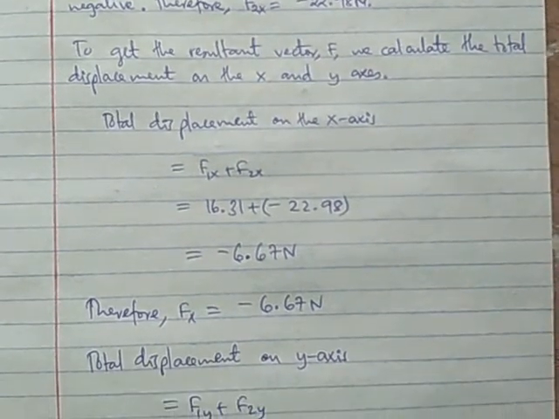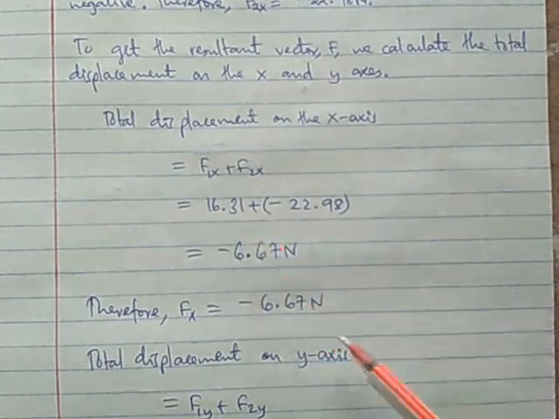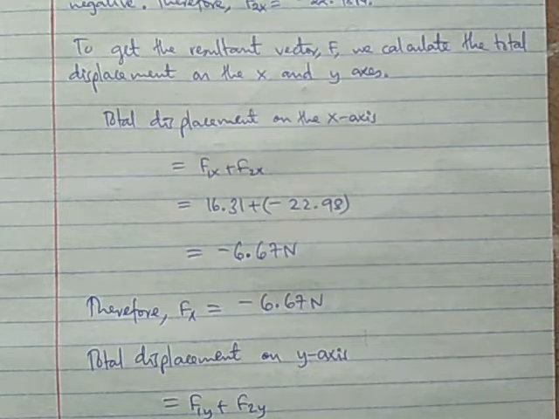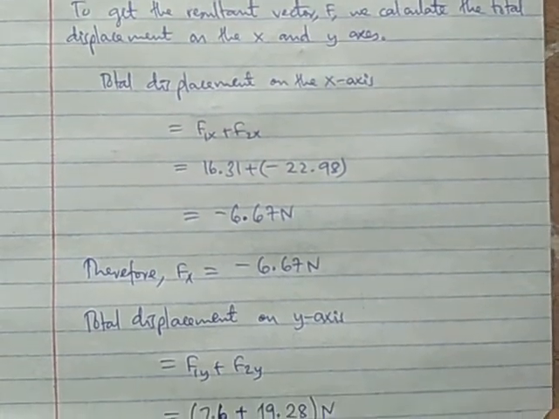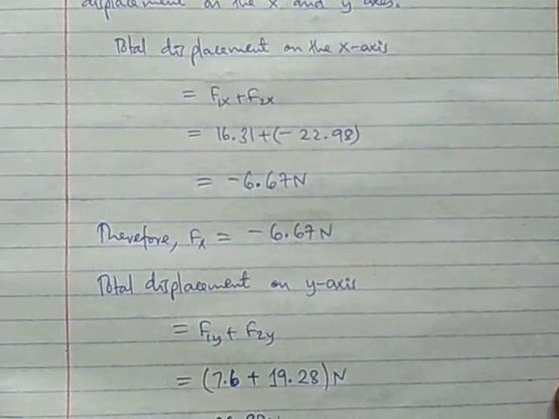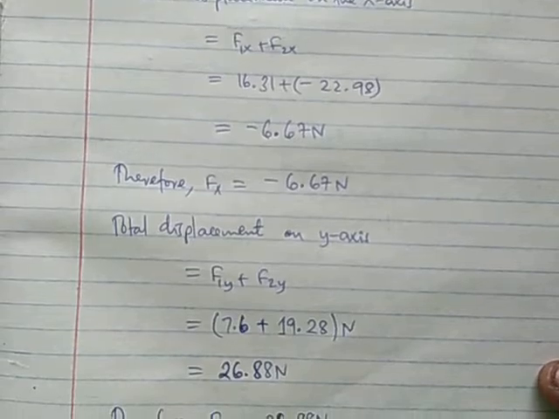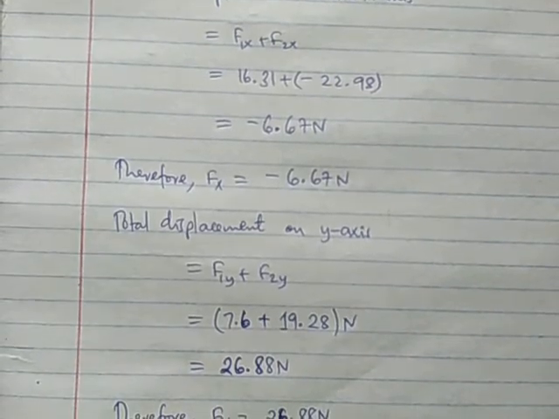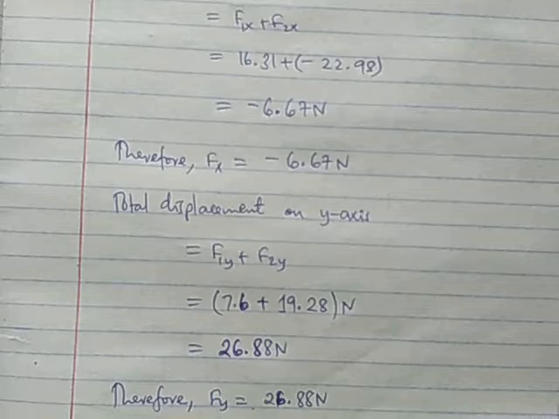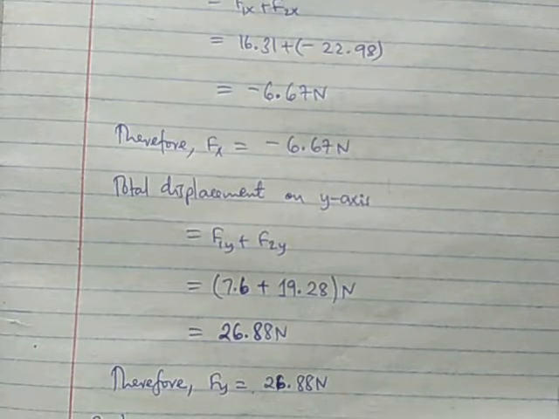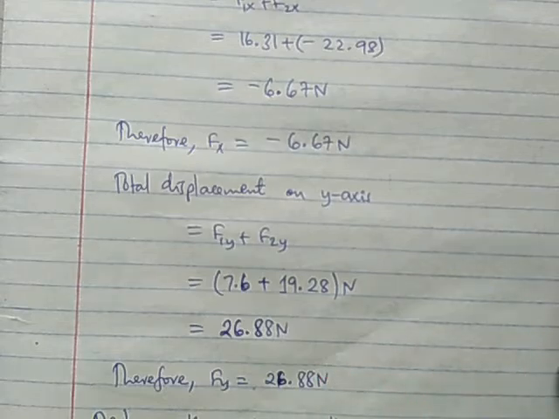To get the resultant vector f, we calculate the total displacement on x and y axis. So kwenye x axis itakuwa ni 16.31 kutoa 22.98. Tutapata negative 6.67. That means hii ni vector iliyokuwa inaenda kushoto, negative 6.67. Wakati total displacement in y axis tutapata ni f1y plus f2y, so ni 7.9 plus 19.28. Finally we will end up with the answer ambayo 26.88.